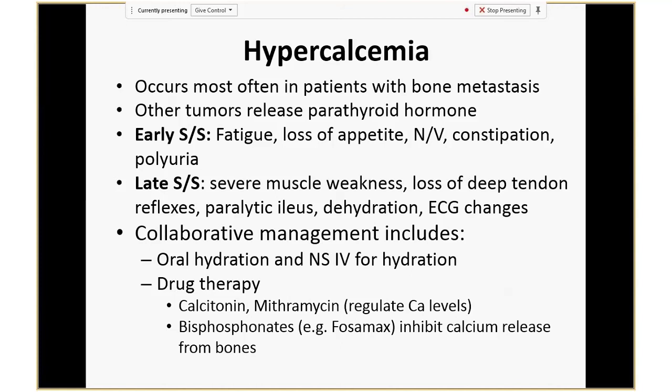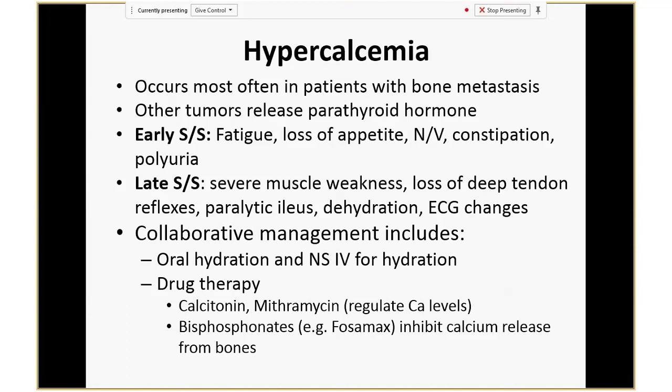So what we do for these patients is keep them very hydrated and make sure they're getting normal saline through their IV. This is going to prevent any stones from occurring. Sometimes when you have a high amount of calcium in your blood, you could get kidney stones. So hydration is going to be key. They might potentially get calcitonin. Remember that hormone that's going to be able to decrease the calcium in the blood. And also mithramycin is another one that regulates calcium levels.